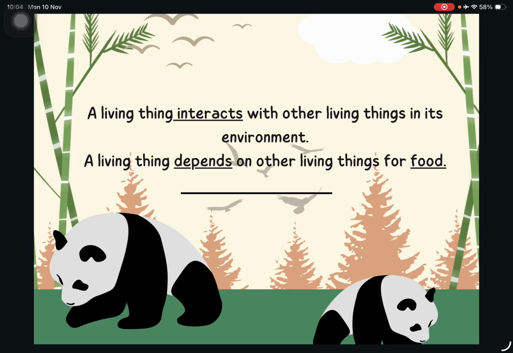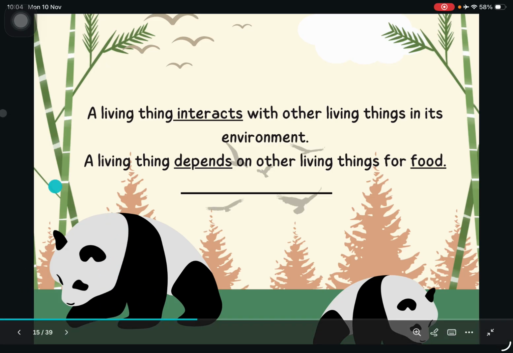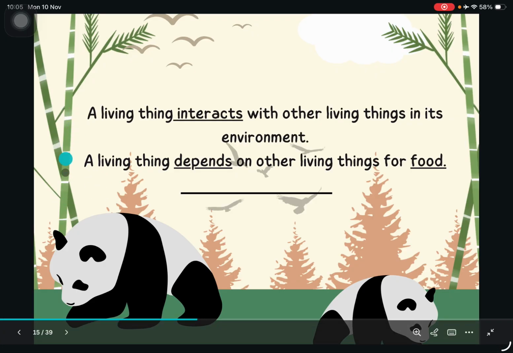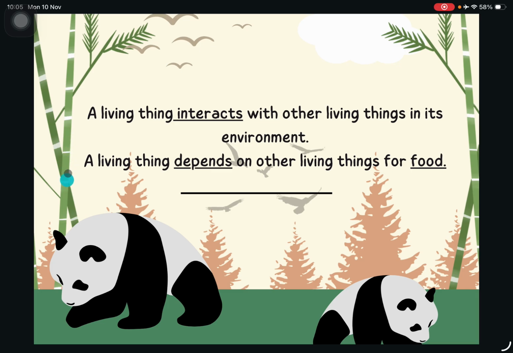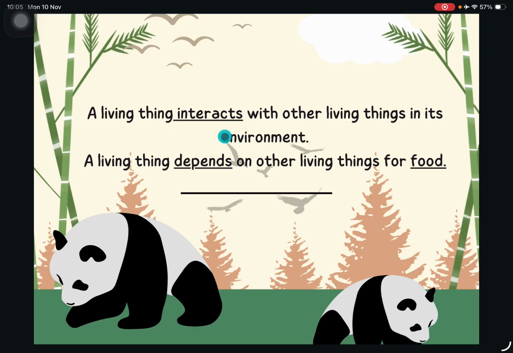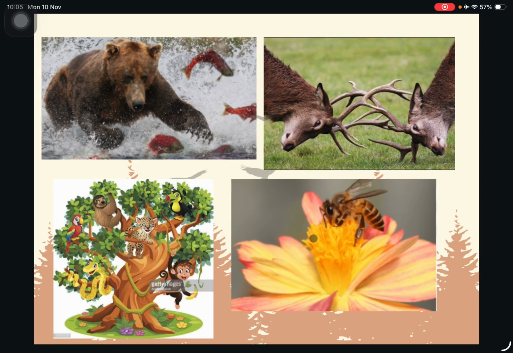A living thing will depend on another living thing for food. Let's say, for example, a panda is a living thing. Bamboo is a living thing. So a panda needs bamboo to live, because the bamboo is the panda's food. In the forest, the birds, the trees, the bears, and all the other animals are interacting. They see each other, they fight, they eat, and so on. As you can see from this picture, a living thing depends on another living thing for food.